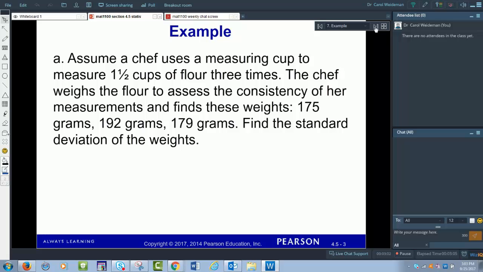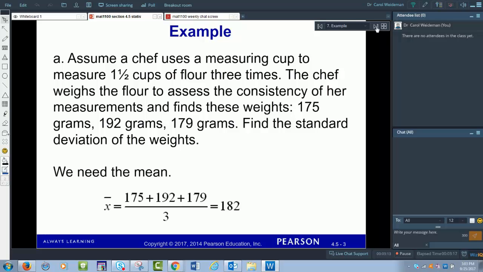Okay, so let's look at the pastry chef again. She measured the flour, 1½ cups 3 times, and she got these weights, 175, 192, and 179. Find the standard deviation of the weights. So we're going to need the mean. So to calculate the mean, we add them all up and divide by 3.